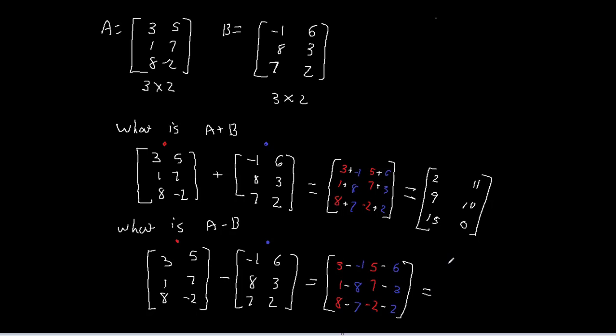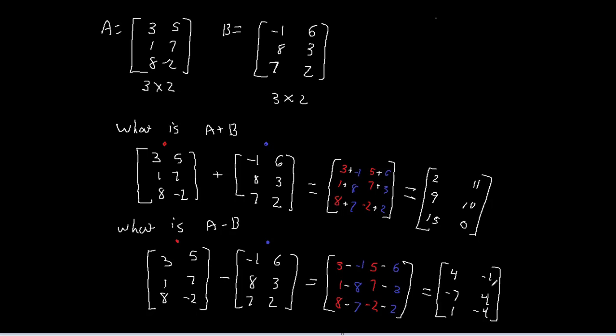Okay. So what do we get if we do the math here? Again, input was 3 by 2, output will be 3 by 2. So what do we actually get? Well, 3 minus -1 is going to be 4. 5 minus 6 is going to be -1. 1 minus 8 is going to be -7. 7 minus 3 is going to be 4. 8 minus 7 is going to be 1. -2 minus 2 is going to be -4. Okay. Hopefully that makes sense.